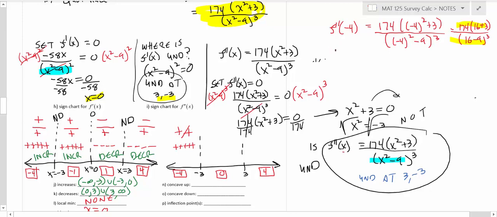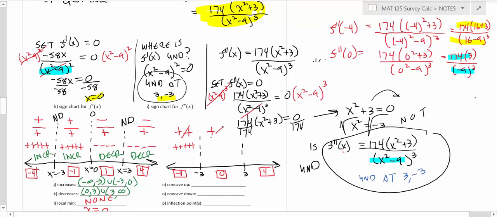And then just do the same thing over and over again. Take the second derivative at 0. That's 174 times 0 squared plus 3, over 0 squared minus 9 to the third. Be careful. Okay, this is really going to be 174 times 3, and it's going to be negative 9 to the third. Okay, what's the numerator, positive or negative? Positive. What's the denominator? Careful. Negative. If you take a negative number and multiply it 3 times, you get a negative. So that's going to be positive over negative, therefore it's negative.